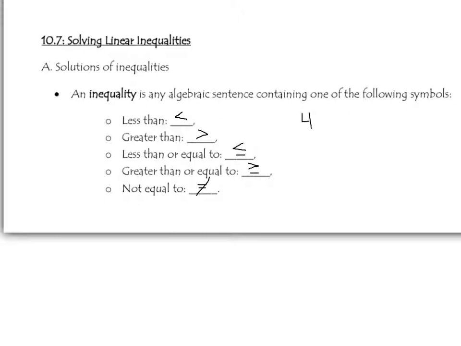So if you're comparing 4 and 10, your sign would point to the smaller one. In other words, the smaller part of the arrow points to the smaller number. So 4 is less than 10 is how you would read that inequality.